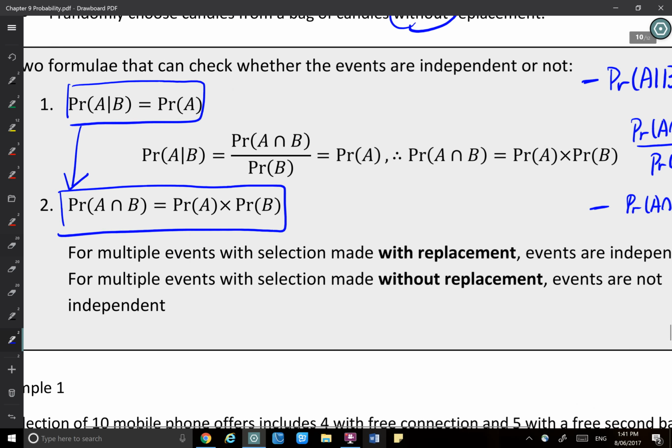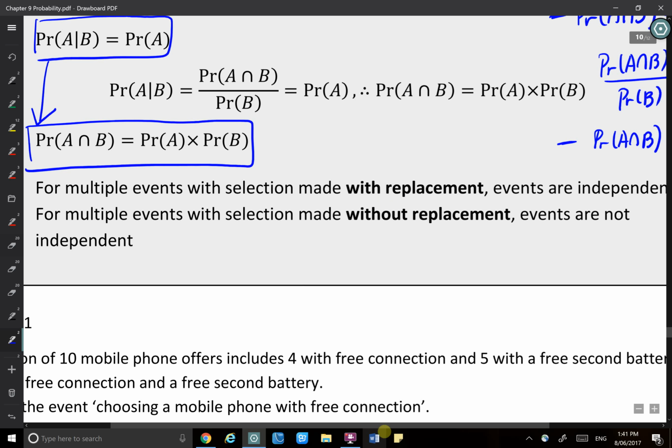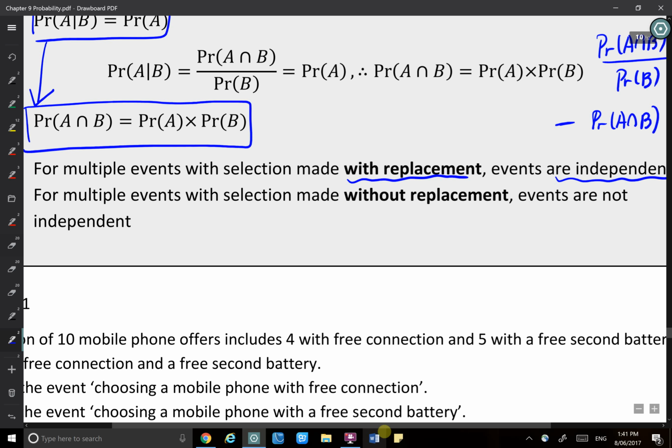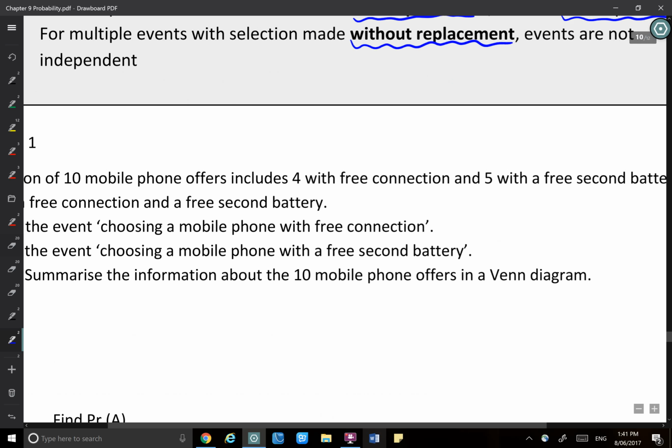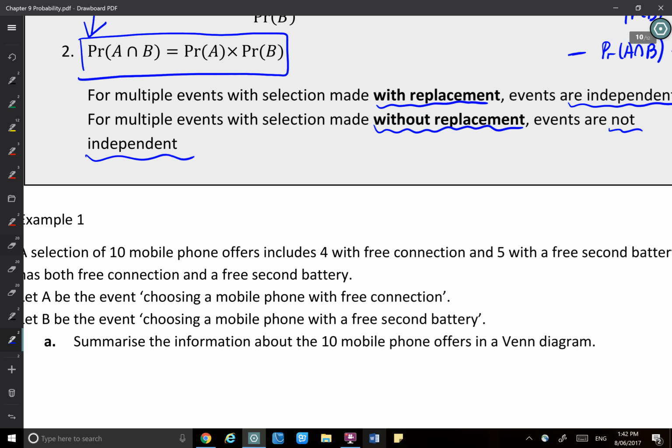For multiple events, selection made with replacement are independent. Without replacement are not independent. So for selection questions, it depends on whether you can replace it or not.